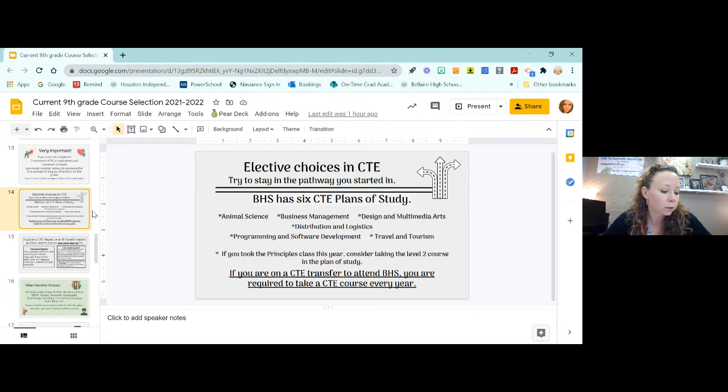We're only going to be offering the first class in the travel and tourism plan of study next year. Then the following year, we'll offer level 2, and again the following year, level 3. Most of these plans of study have all 4 courses listed here already, except for this travel and tourism one, since it's a new plan of study.